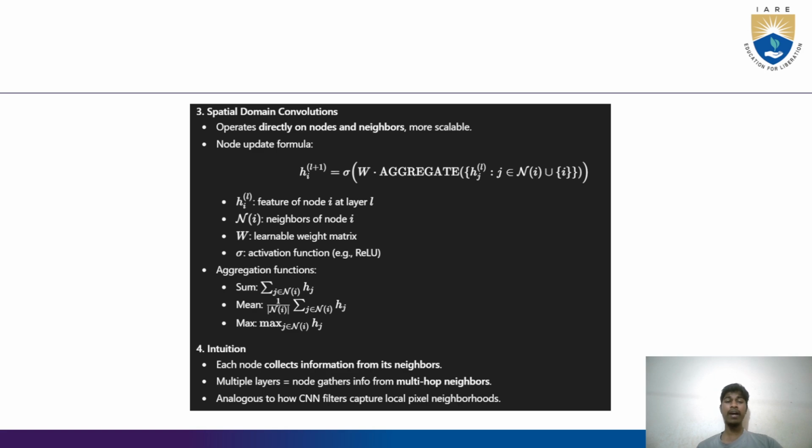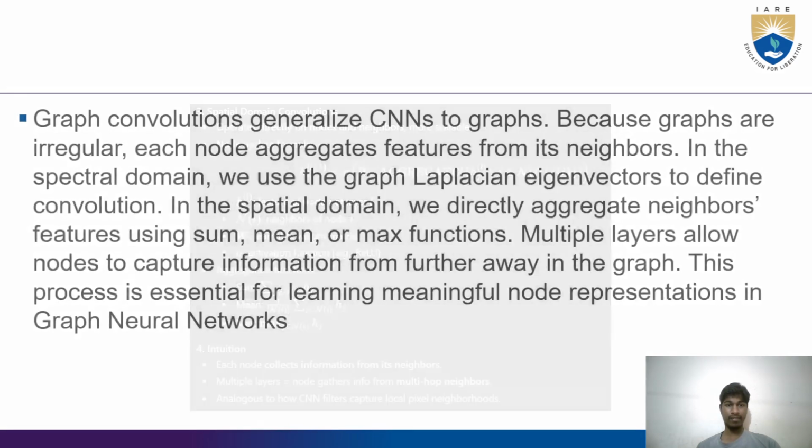The intuition behind convolutions is that each node collects information from its neighbors and stores it, and it also consists of multiple layers, where a node gathers information from multi-hop neighbors. It is also analogous to how convolutional neural network filters capture local pixel neighborhoods. Graph convolutions generalize convolutional neural networks to graphs.